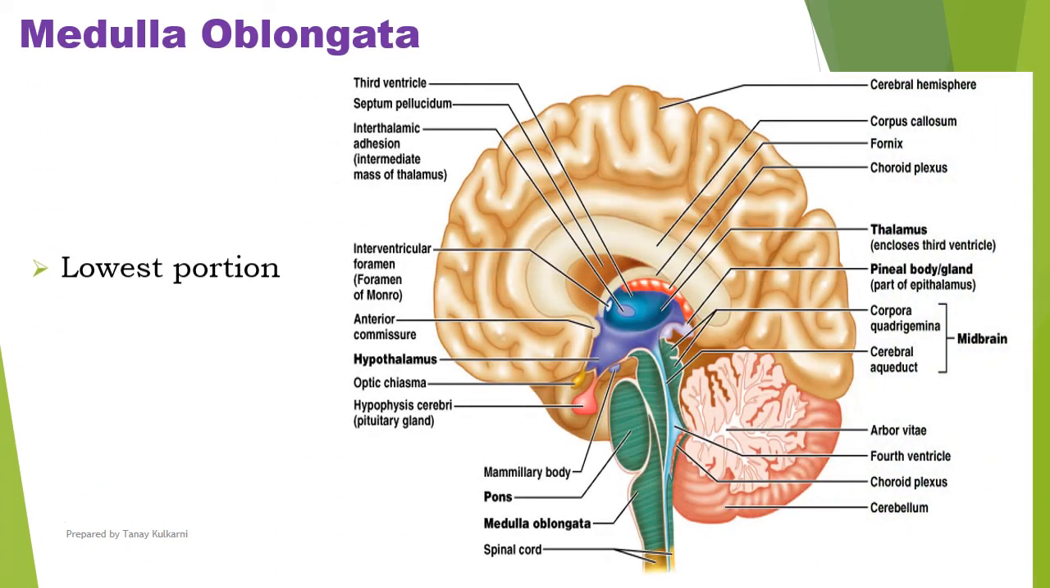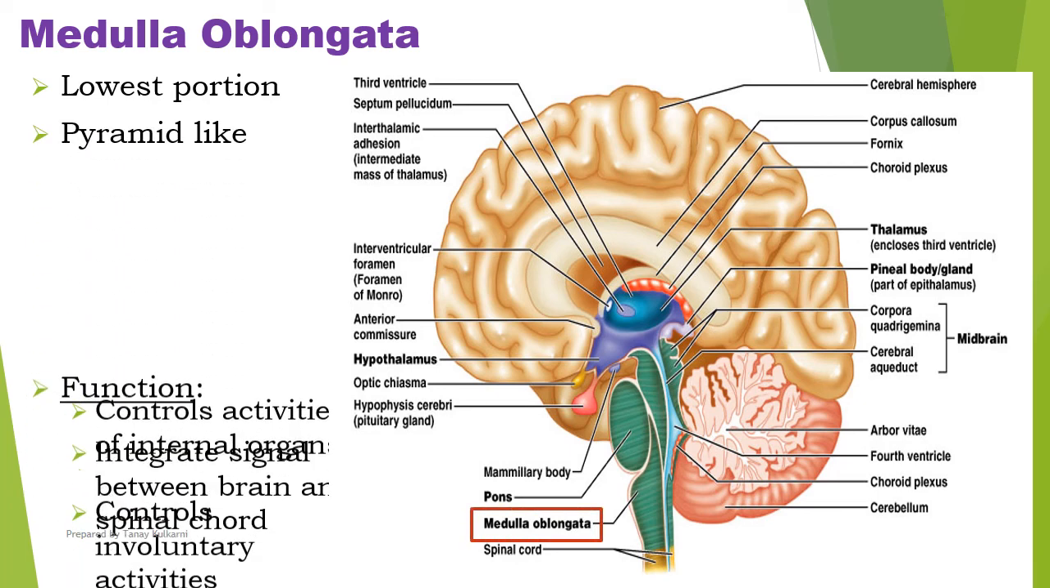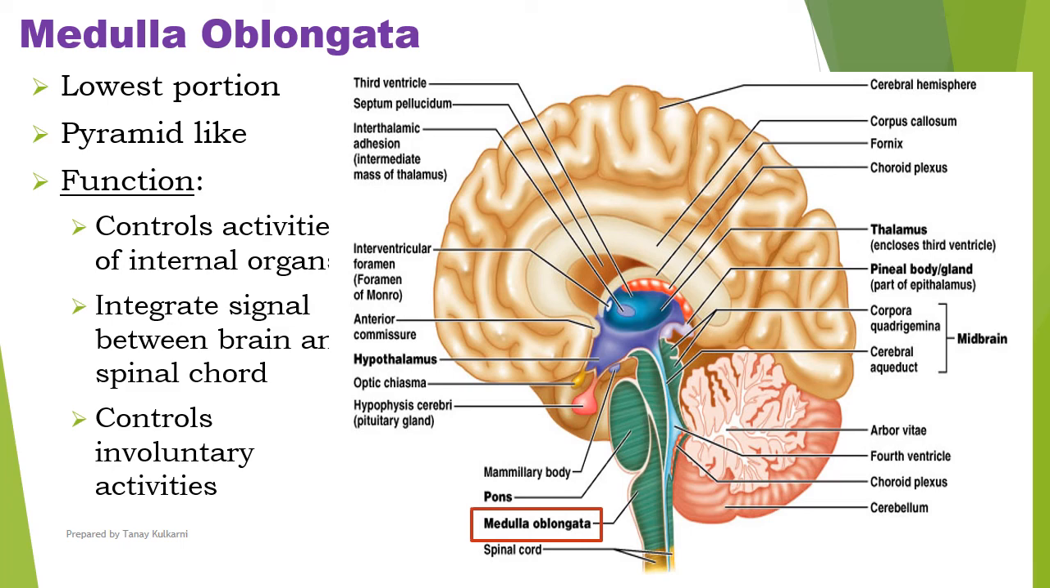The third part is medulla oblongata. It is the lowest portion of our brain. It is a pyramid-like structure, and the main function is to control the activities of internal organs, integrate the signals between the brain and the spinal cord, and control involuntary activities like salivation, peristalsis, breathing and heartbeat. Therefore, students, any sudden injury or damage to the medulla oblongata causes death, as it contains two important vital involuntary activities, that is breathing and heartbeat.